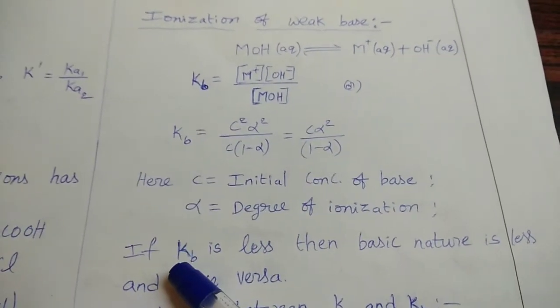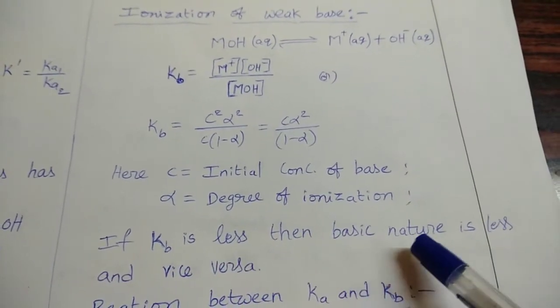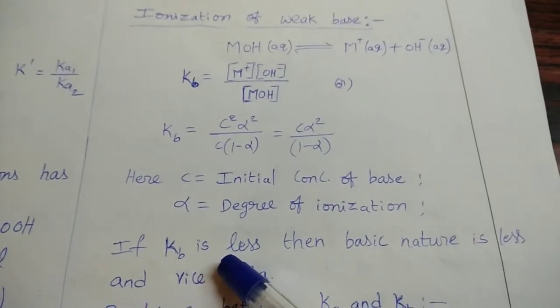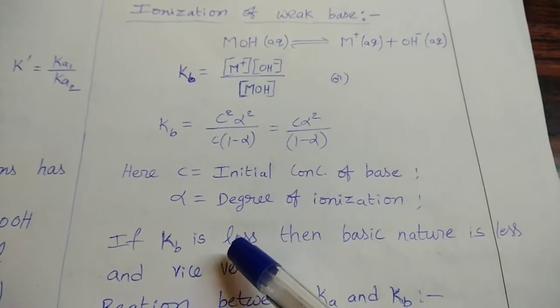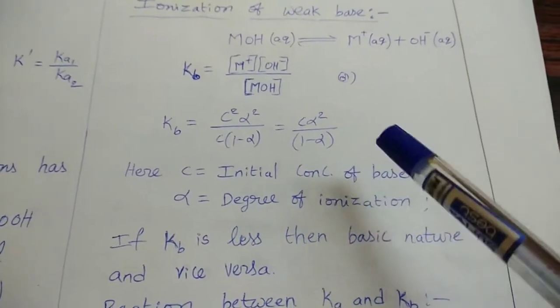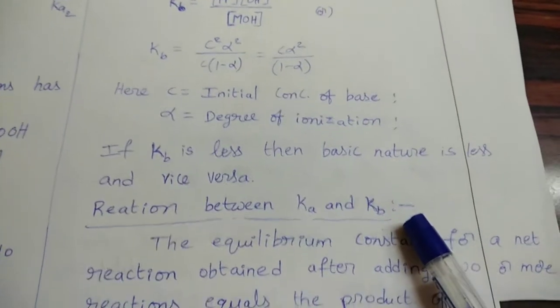Okay, next, see this condition. If Kb is less, then basic nature is less, and vice versa. If the Kb value is less for a particular base, then its basic nature is less. If the Kb value is more, that particular compound has more basic character. Next, relationship between Ka and Kb.